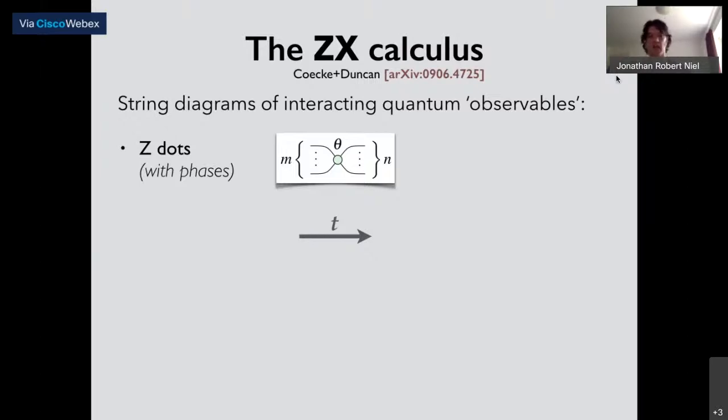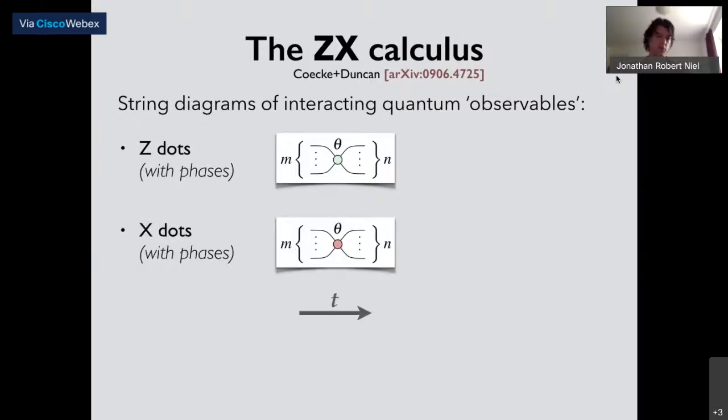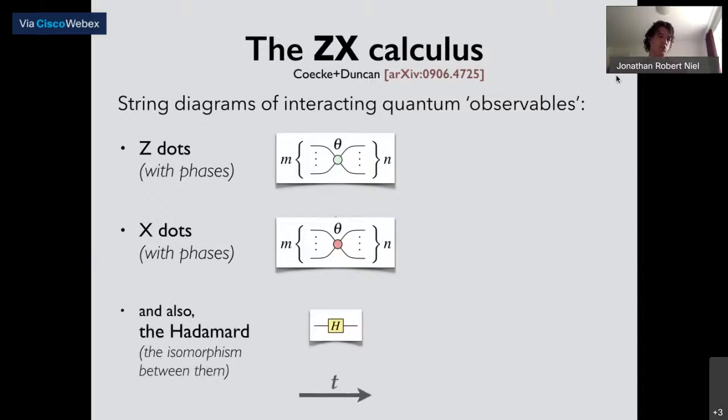Here in my diagrams, time runs from left to right, as in conventional quantum circuit diagrams. We have X dots, which are similar to the Z dots, except that the preferred basis for the interaction is the so-called conjugate basis, which is to say the eigenbasis of the X operator. And also the Hadamard, the isomorphism between them.